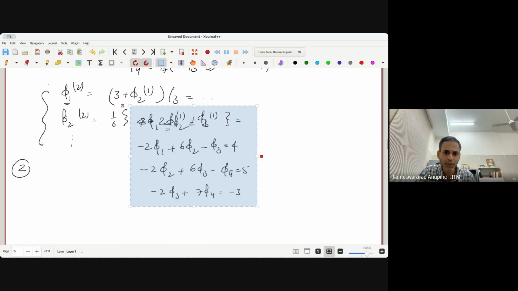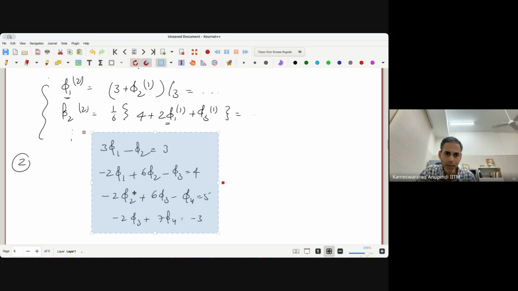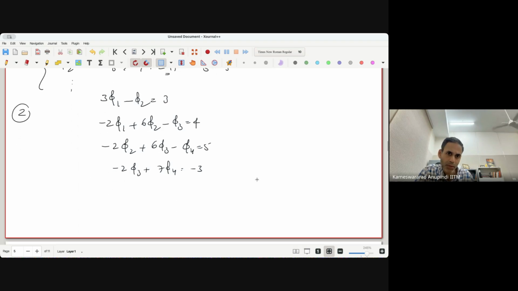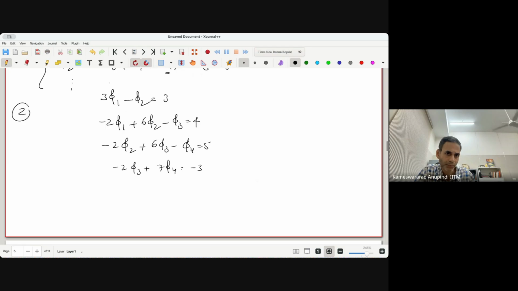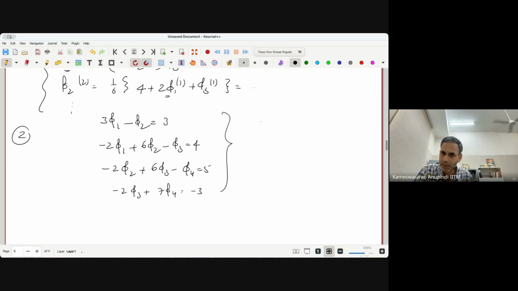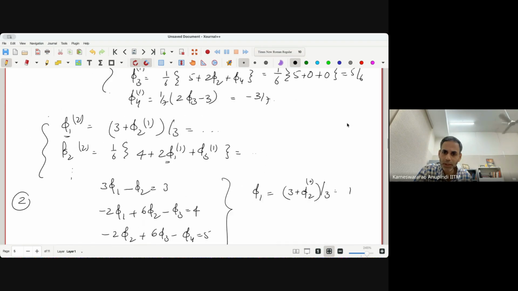Okay, so if I'm going to do Gauss-Seidel, then what should I do? Then my Phi1 will not change. Phi1 is going to be the same. So this is 3 plus Phi2 divided by 3. Phi2 equals the initial value, which is 0. So this is going to be 1, right? So this is 1 just like before.